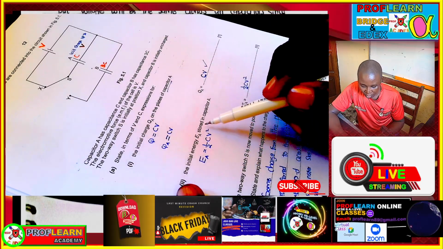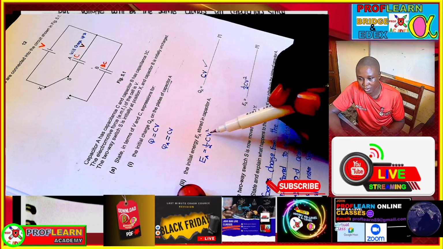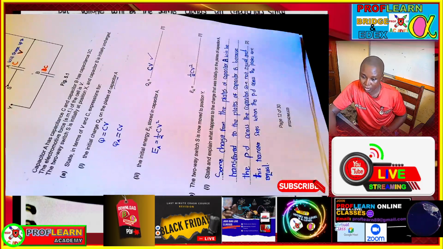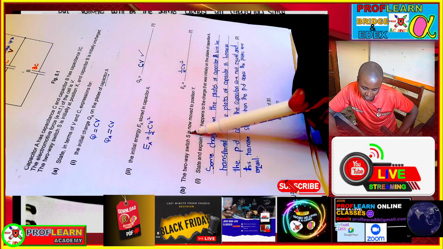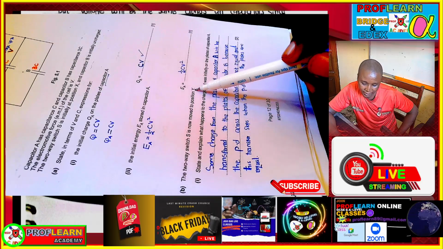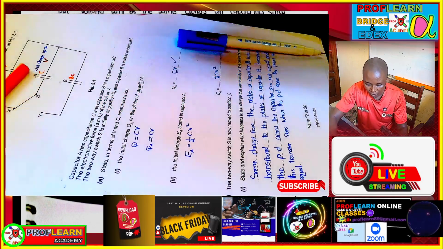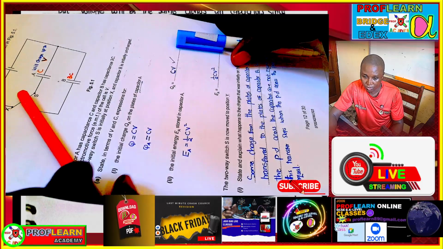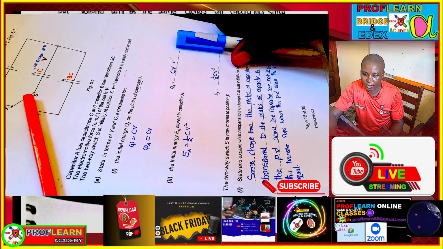Initial energy stored in capacitor A. Energy is a half CV squared. So if you work it out, that's exactly what you are going to get. The two-way switch S is now moved to Y. This switch is now moved in such a way that it is going to cross in Y like that.